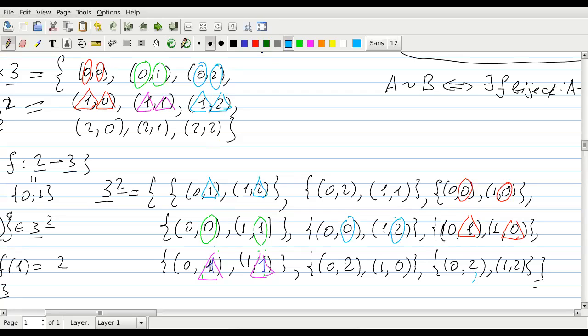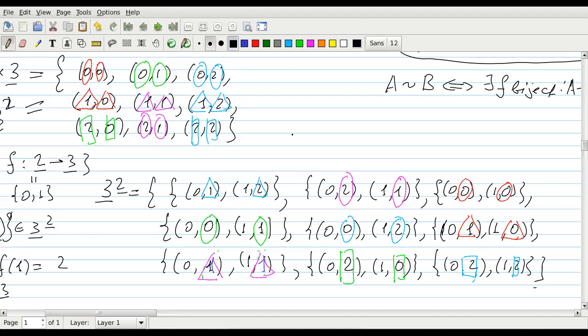And for the other direction, let's take, say, this one. Which pair should we take? 2, 1. Okay, and for this one? 2, 0. And for the last one, 2, 2. This one.